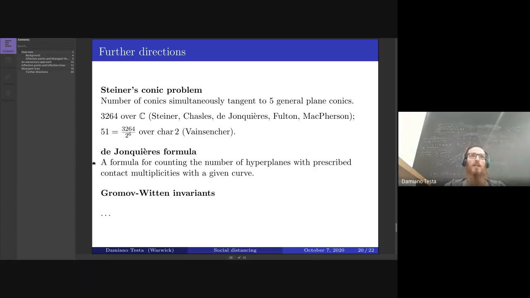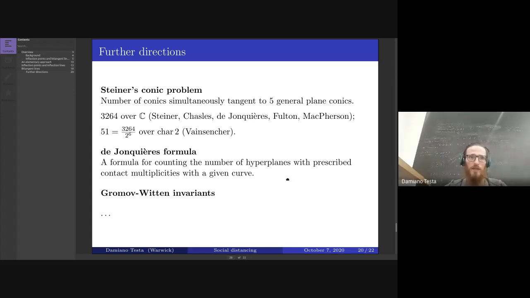Similarly, another application would be de Jonquière's formula, which counts hyperplanes with prescribed contact multiplicity with a given curve. This is similar to the computation of theta hyperplanes that I talked about before. And so our point of view gives divisibility properties for the numbers of such hyperplanes, depending on the multiplicities and whether the prime divides those multiplicities.